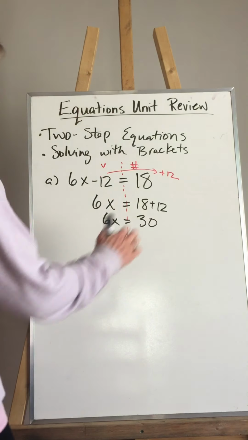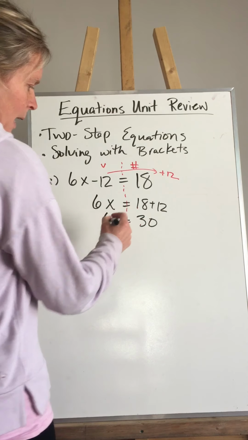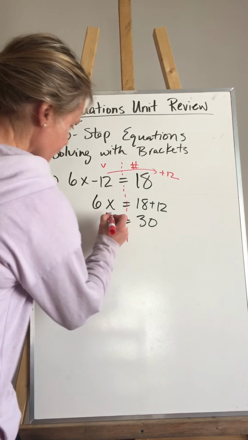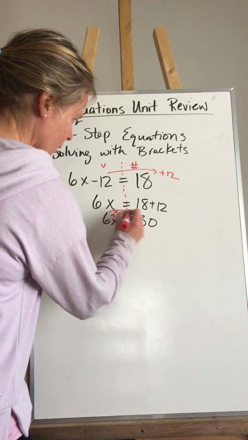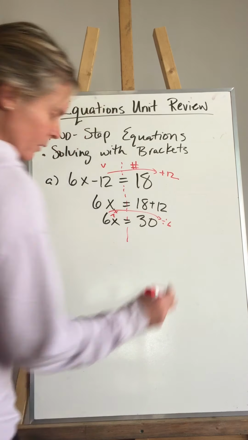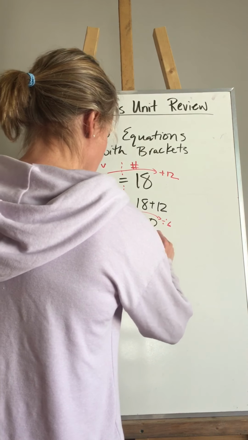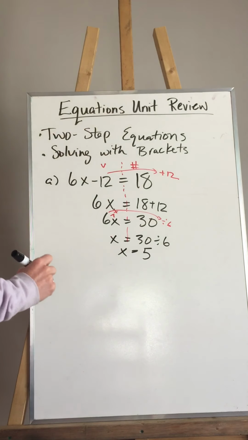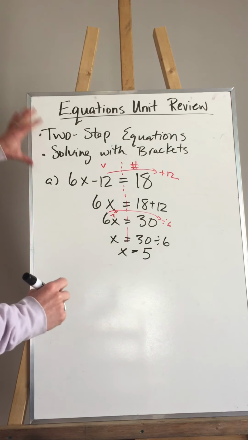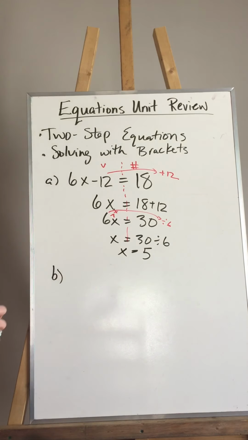So that's our first step, right, the two different sides. Our last step is solving for x by basically getting rid of the 6. The 6 is going to move over, we're going to divide by 6. So x is going to be equal 30 divided by 6, which is 5. Okay, x equals 5. So that's a two-step equation. Let me do one with brackets.